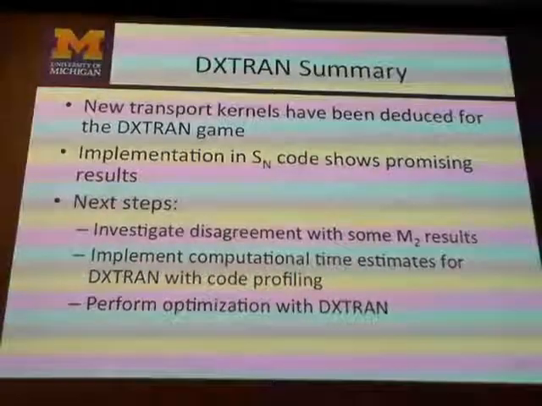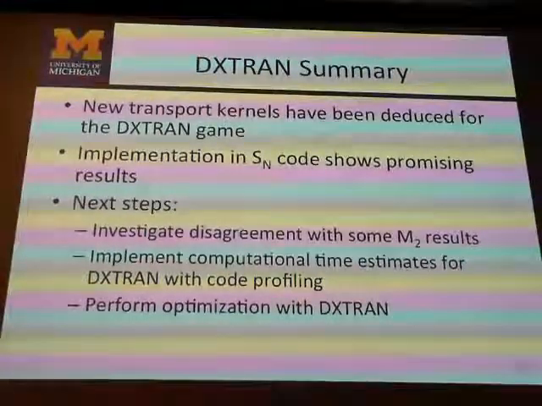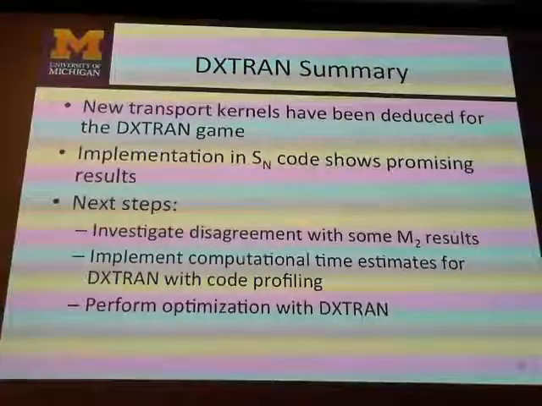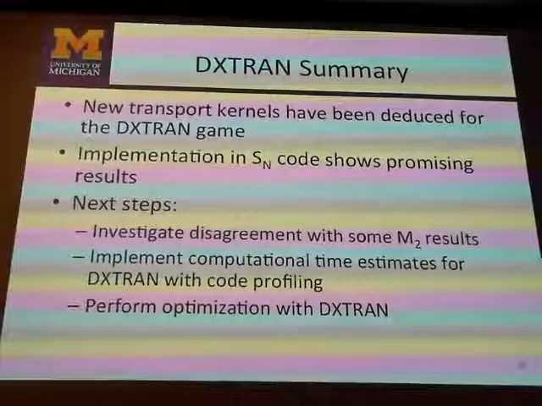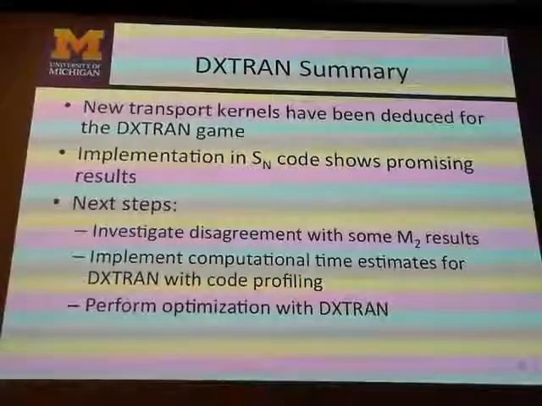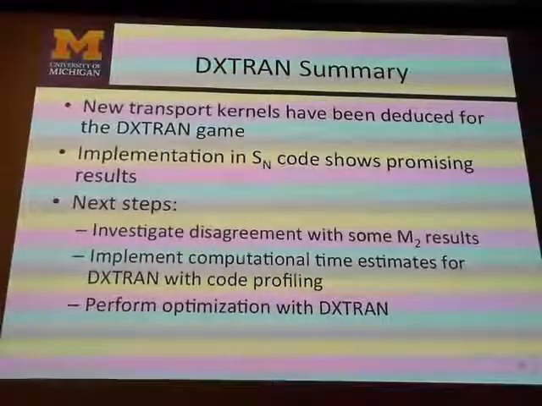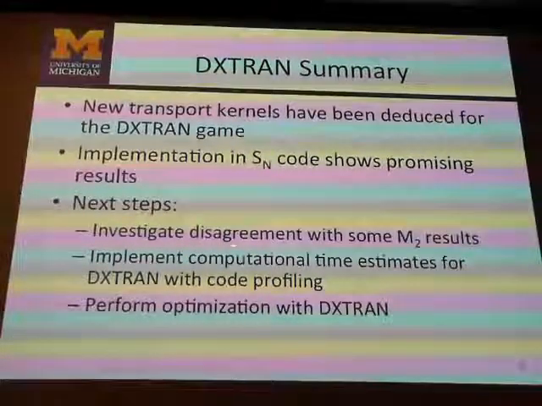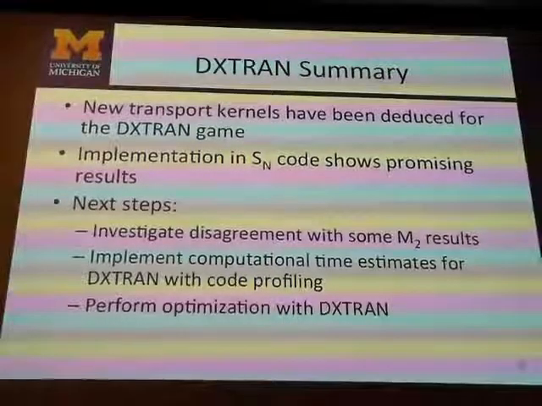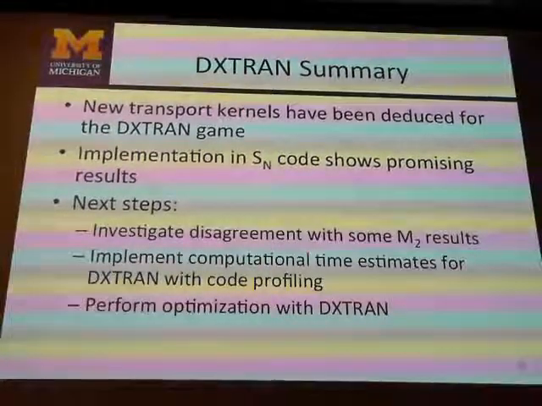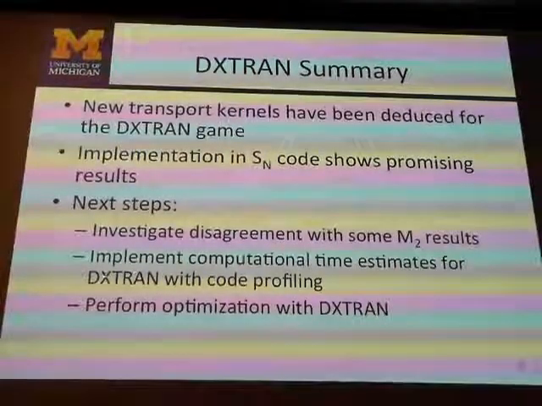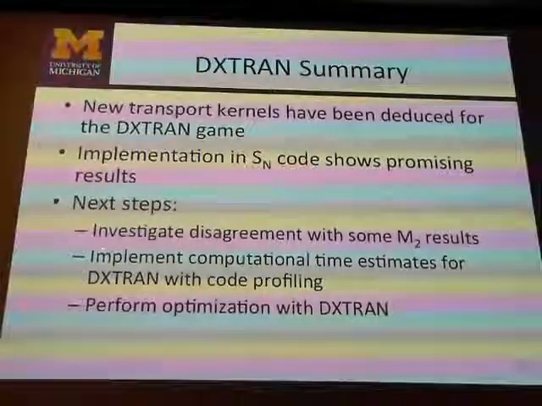All right, so as I conclude part 1, the new DXTRAN kernels, we deduced those for the DXTRAN game. We have some implementation in SN. It means all agree, and the code shows promising results. Again, we found a bug, so we're going to investigate some disagreement. It's all the M2. The M1s work just fine. It's just how we're handling this boundary source sweep. Found some things amiss. I won't get too technical there.